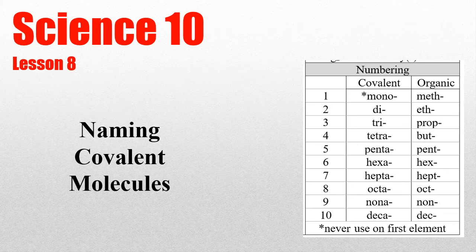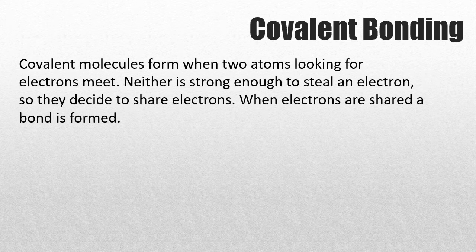Science 10, Lesson 8, Naming Covalent Molecules. Covalent bonding. Covalent molecules form when two atoms looking for electrons meet. Neither is strong enough to steal an electron, so they decide to share electrons. When electrons are shared, a bond is formed.